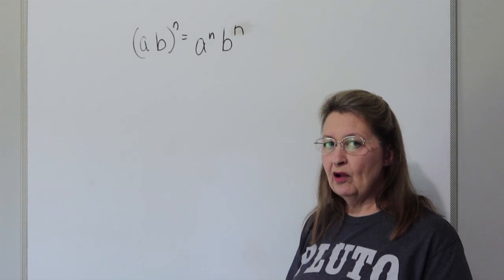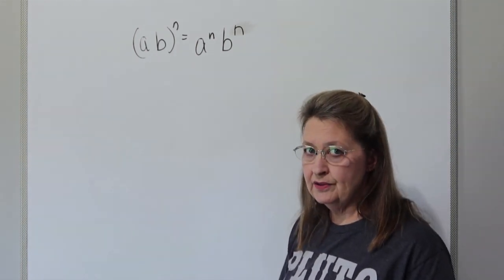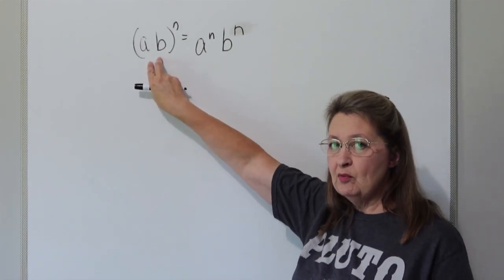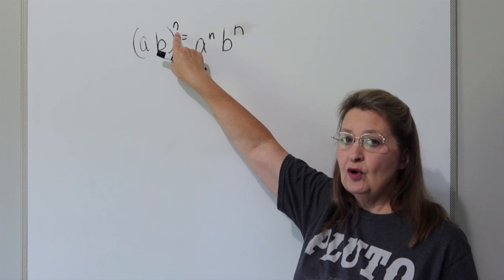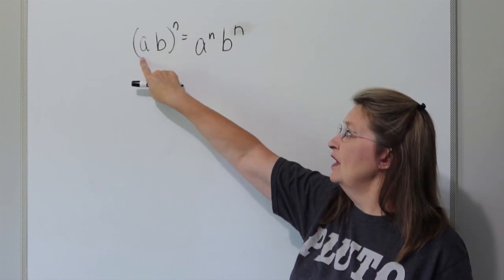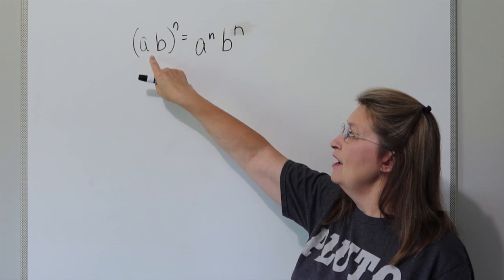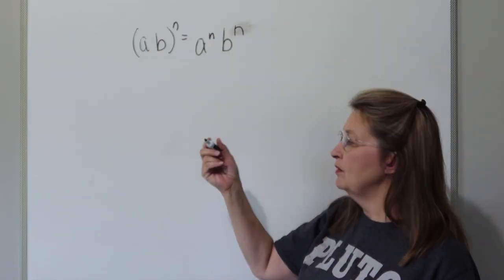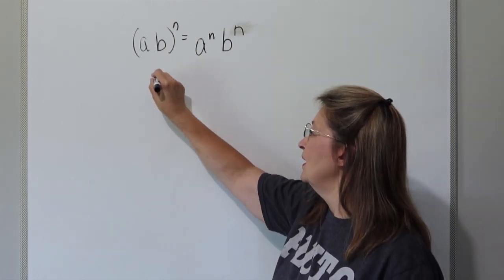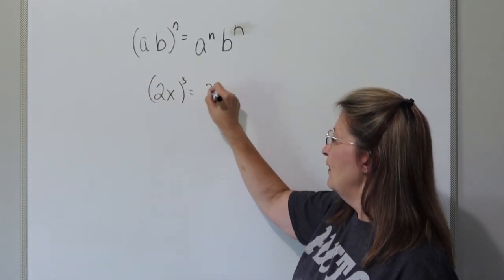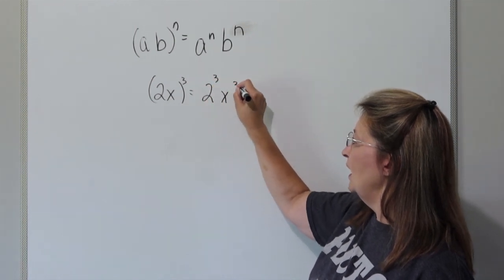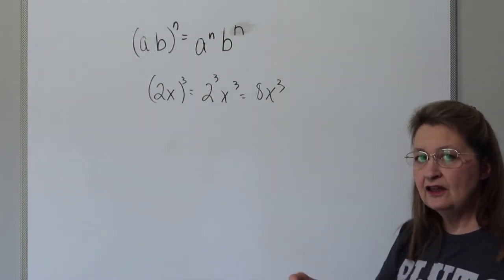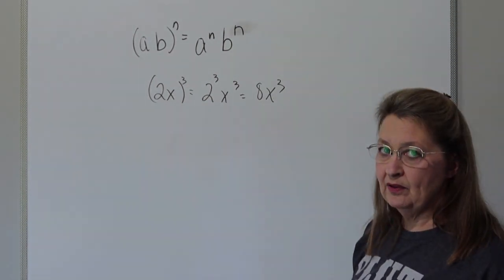Now we have the power of a product rule. Think of the words. What's product mean? Multiply. So here's our product. We have two numbers multiplied together and we have them raised to a power. What this just tells you, and these are inside parentheses, is that every factor inside the parentheses gets one of those exponents. So if I have 2x to the third, that means 2 to the third, x to the third, which would simplify to 8x to the third. Everything in the parentheses gets one of those exponents.